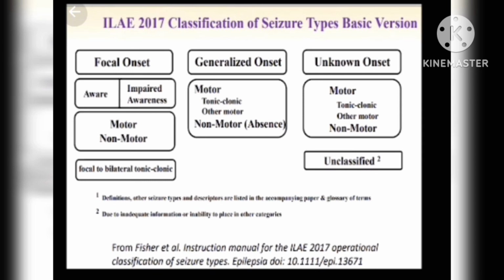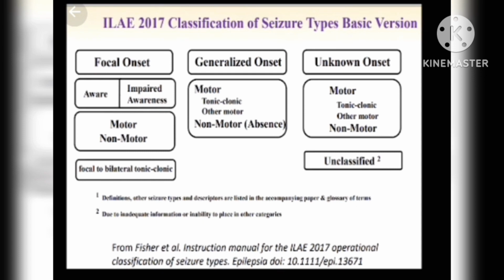And therefore it's called focal onset with impaired awareness. That means the patient loses awareness of the surroundings and becomes unresponsive. And it could be motor or non-motor. And the focal seizure can actually become bilateral tonic-clonic. It can spread to the rest of the brain and become bilateral. So it can become diffuse and generalized. So, focal to generalized. That is how we can classify.